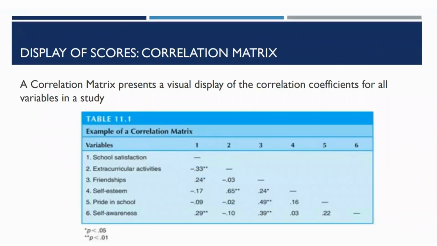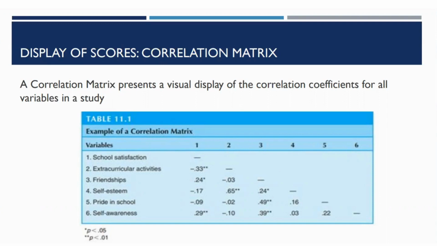A correlation matrix presents a visual display of the correlation coefficients for all variables in the study. In this display, we list all the variables on both a horizontal row and a vertical column in the table. Correlational researchers present correlation coefficients in a matrix in published research reports. Here's an example that reports coefficients for the correlation of 6 variables in a study of variables associated with school satisfaction among middle school students.